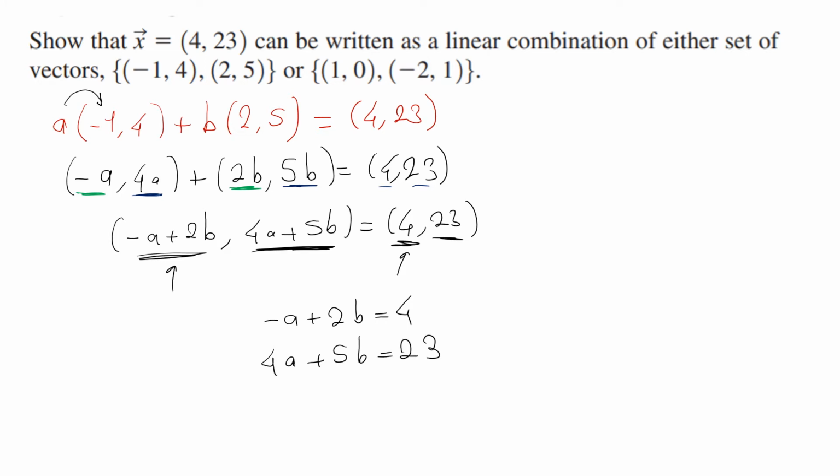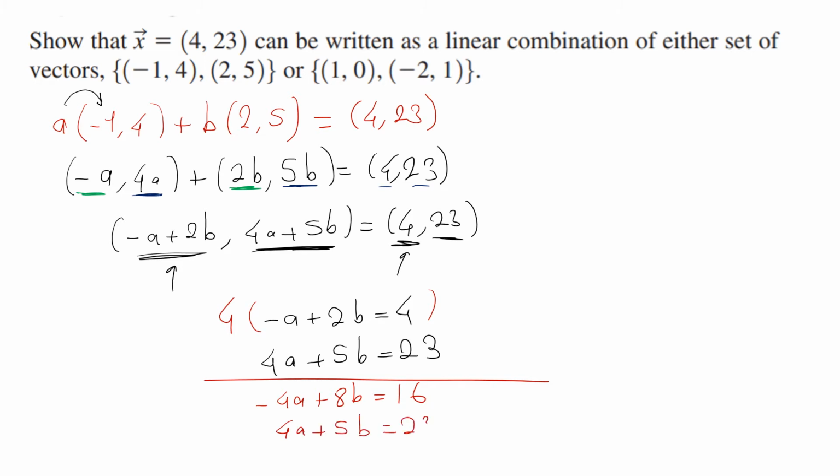Now I have two unknown variables. I can eliminate one of them and find the other. To eliminate them, the easiest way I'm thinking of right now is multiplying this by 4, which will give me negative 4a plus 8b equaling 16. And I have the same thing. I didn't do anything to the bottom, so that stays the same.